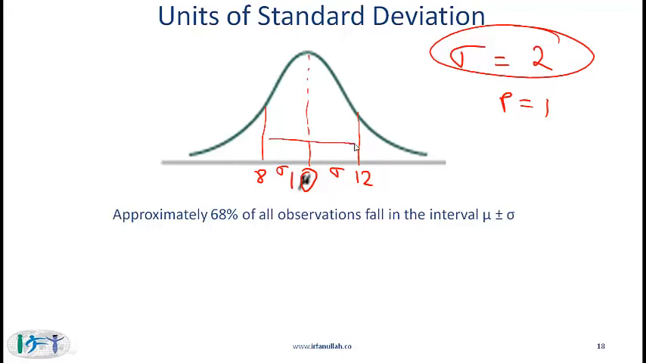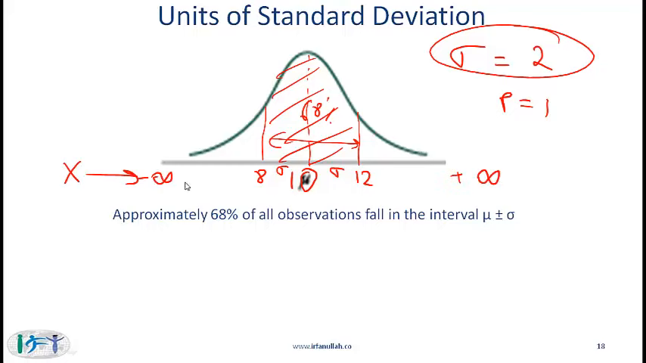So this total area is 68% of the total area under the curve. In other words, 68% of the data will lie between 8 and 12. So this is a continuous random variable which spans from minus infinity to plus infinity, and 68% of all this data will lie between 8 and 12.